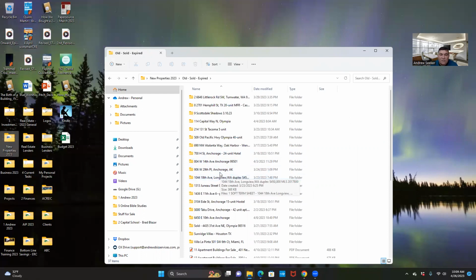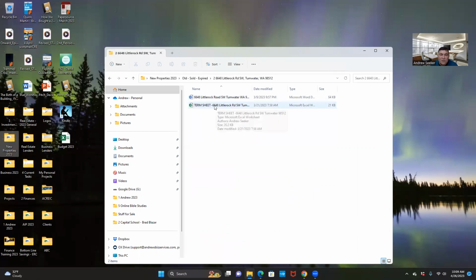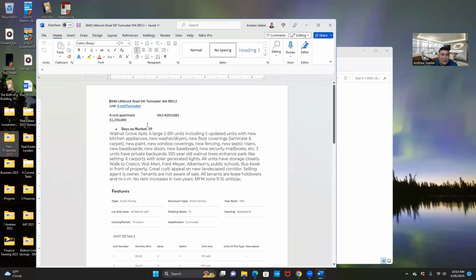Let's take a look at Tumwater. This one here. So we have a term sheet here. I'm going to take a look. Well, no, let's take a look at the info first. I usually copy and paste or at least take down some information on the listing or the website. I'll copy and paste the offering memorandum or whatever the description is.